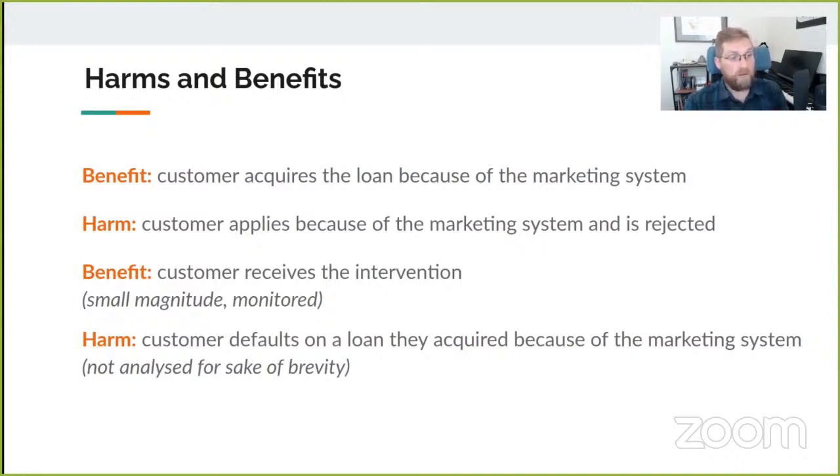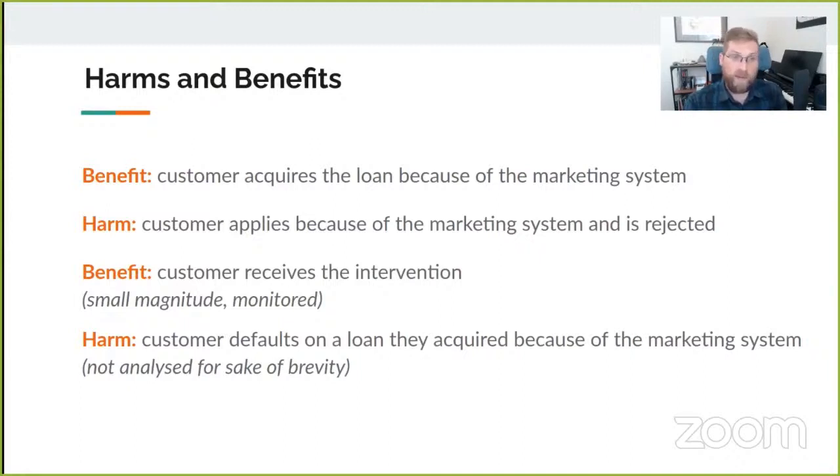We also note a benefit just from receiving the intervention, irrespective of whether you actually go on to get the product. The idea behind this is simply that customers who don't have to wait in a long phone queue to speak with someone who knows about the credit products have an opportunity to ask questions that they wouldn't otherwise get.